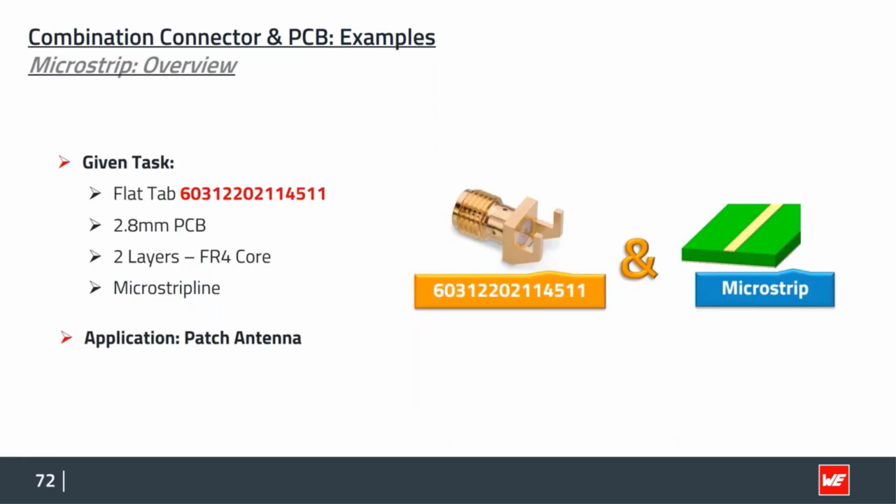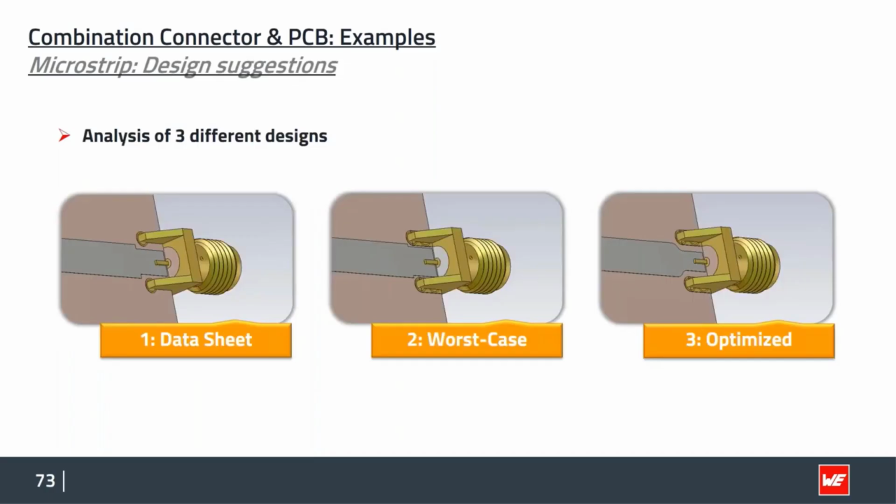So start with the first one. Our hook variation with 2.8 millimeter PCB, 2 layers FR4 with microstrip and an application for a patch antenna. Let's start with the datasheet design. Then we see the worst case and then how it should be.